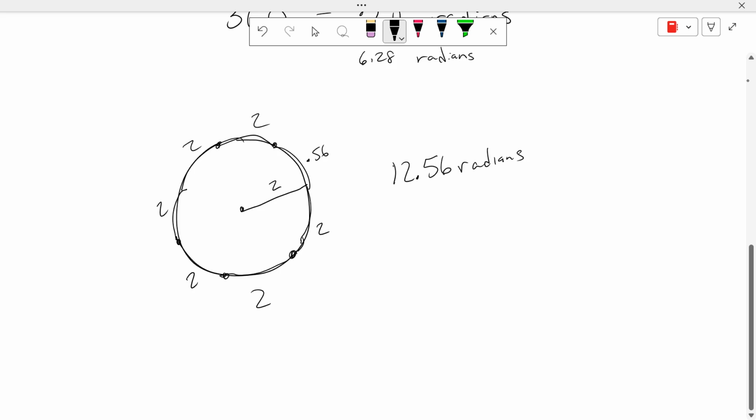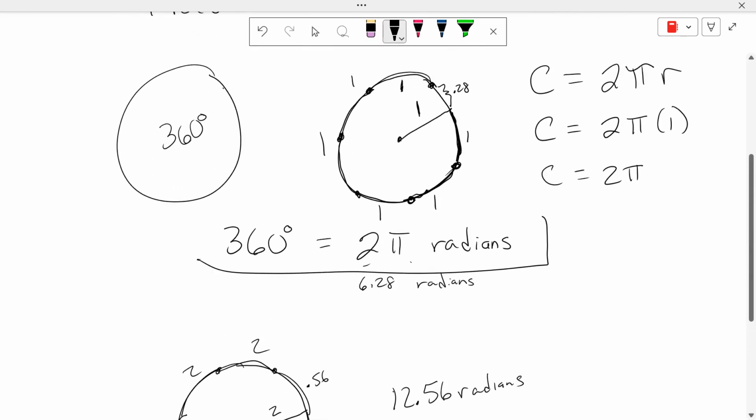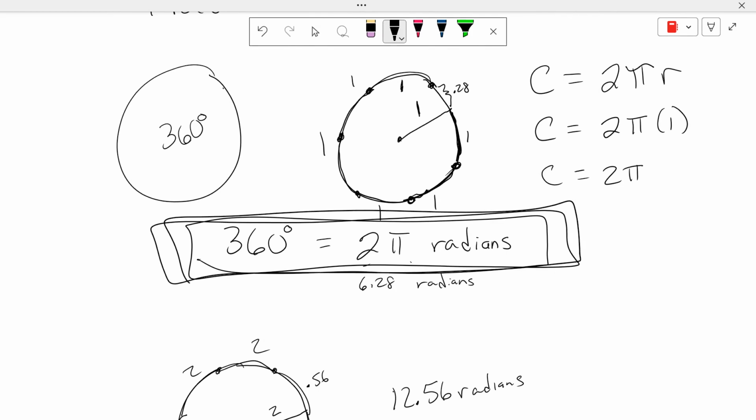So basically, if we take the distance of the radius of the circle, there's going to be 2 pi times that radius for the number of radians in the circle. Okay? So that's how the radius relates to the radians. Now, what we need to know in trig is this right here. This is the biggie. That there are 2 pi radians in a circle in 360 degrees.